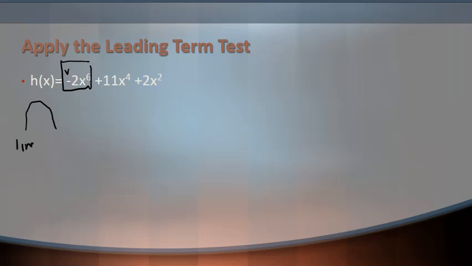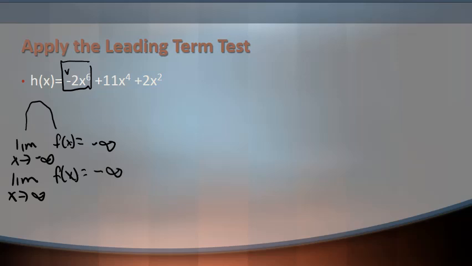And if we write this again in terms of limits, as x is approaching negative infinity, f of x is going towards negative infinity. And as x is headed towards infinity, f of x is going to be going towards negative infinity, going in the same direction. It's being raised to an even power.